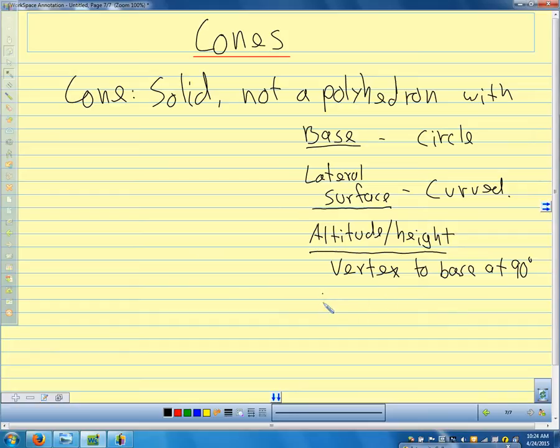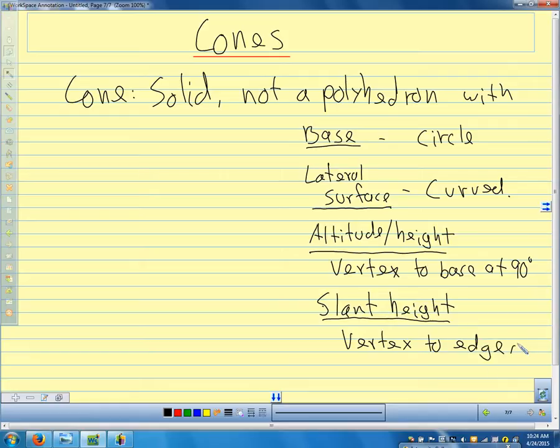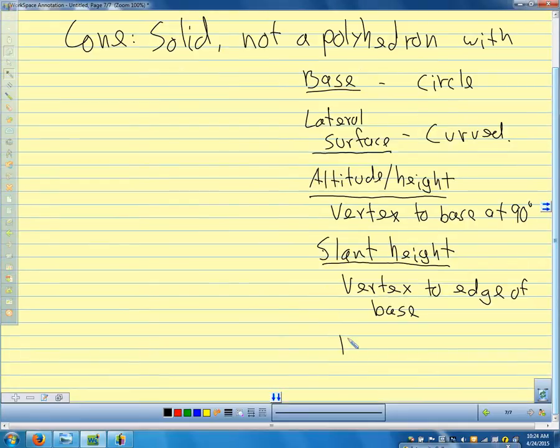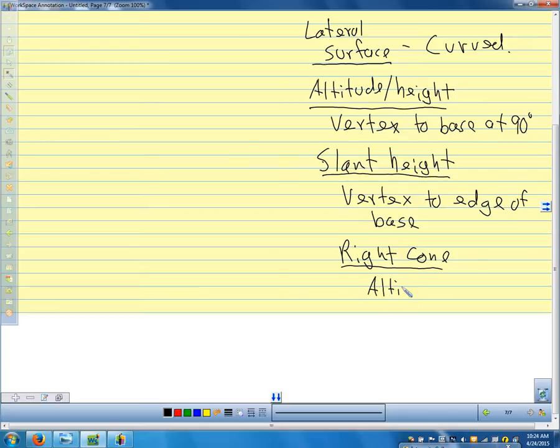Right cone. Let me go back up. We also have a slant height for a cone, which goes from the vertex to the edge of the base. And when we talk about a right cone, the altitude goes to the center of the base.